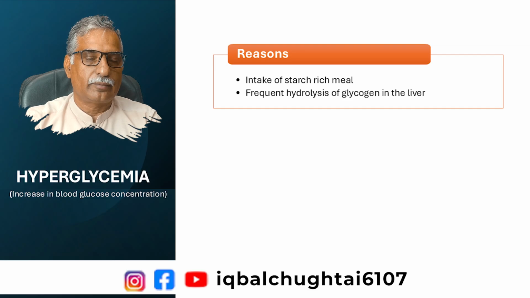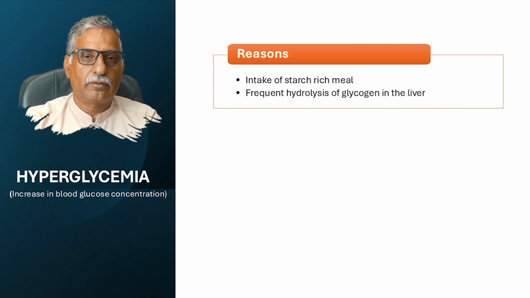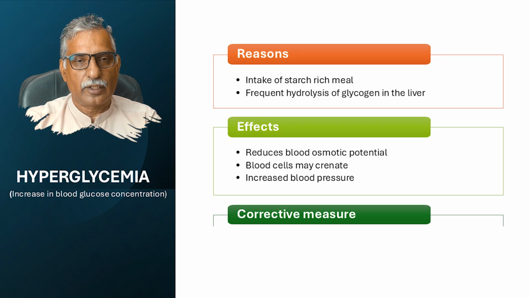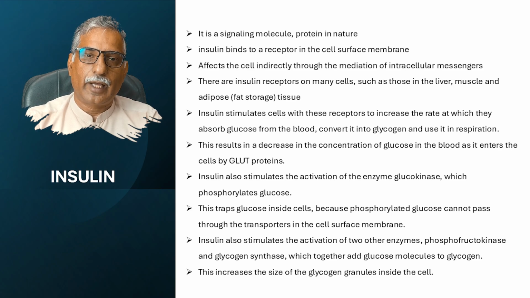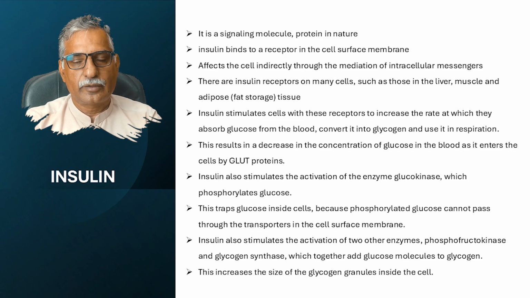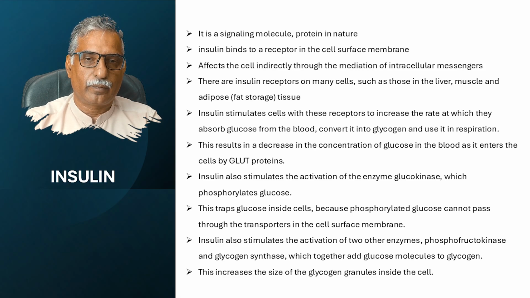In that case, if the blood glucose concentration goes above 120, both of these cells respond to the glucose concentration in the surrounding. Alpha cells will respond by decreasing the secretion of glucagon, whereas beta cells in the pancreas will respond by increasing the secretion of insulin hormone. Insulin travels through blood and reaches liver cells, muscle cells, and cells of the adipose tissue.